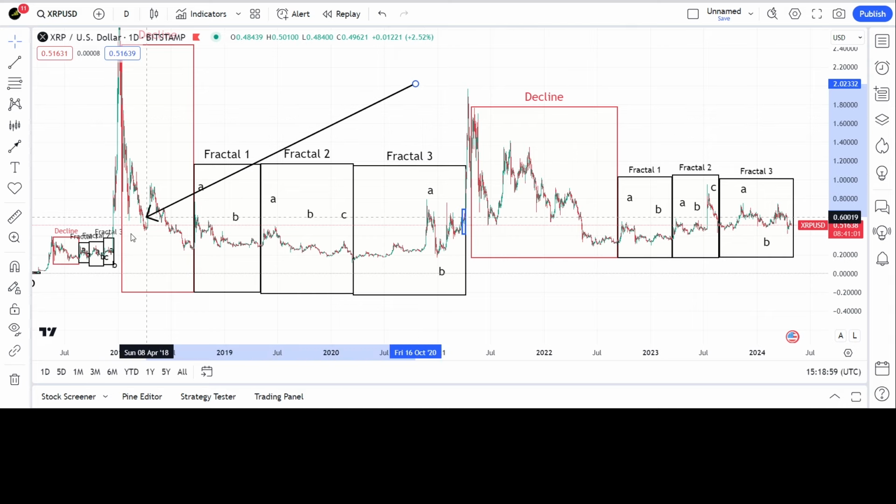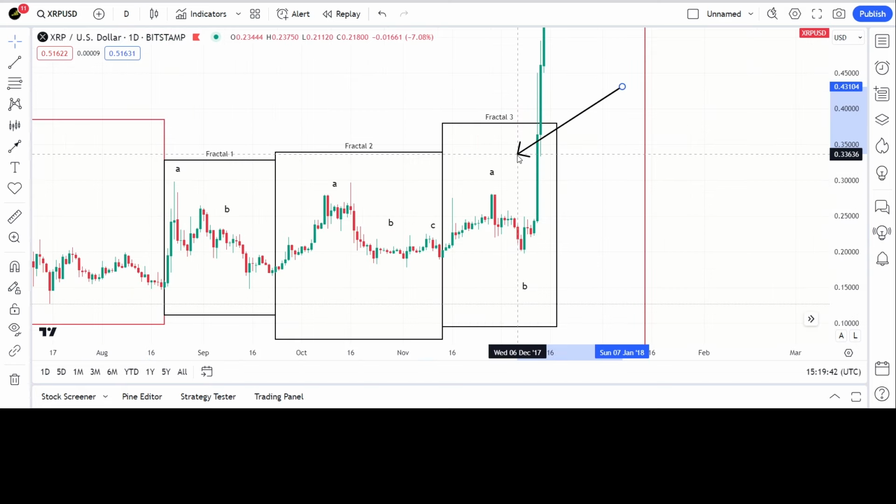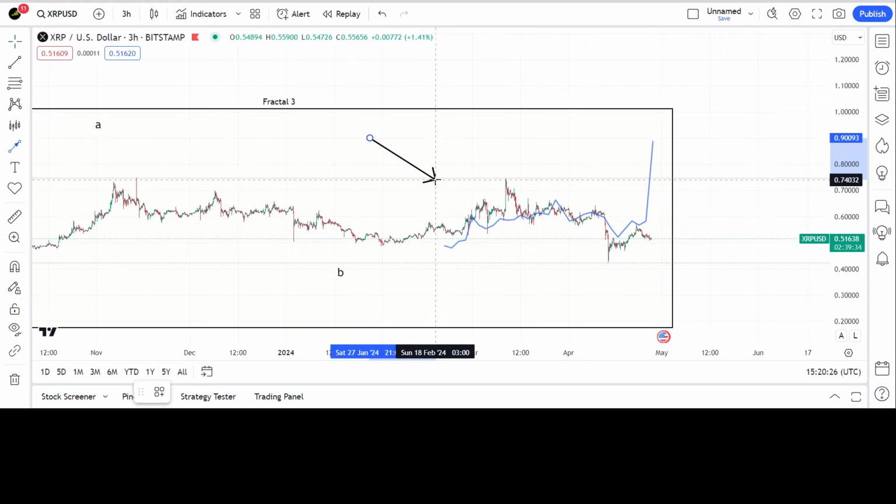So if we go over here and examine this structure over here. Okay, so here is the third fractal that took place before going into the 2017/18 bull run. So if we were to copy this fractal and place it onto today's chart, it would look something like this.